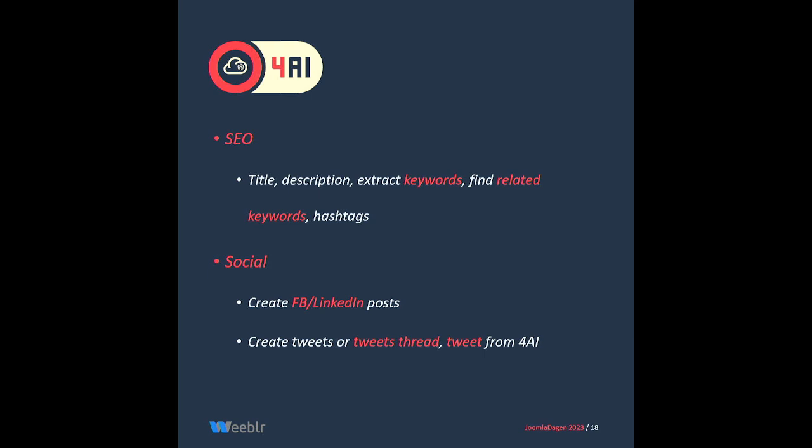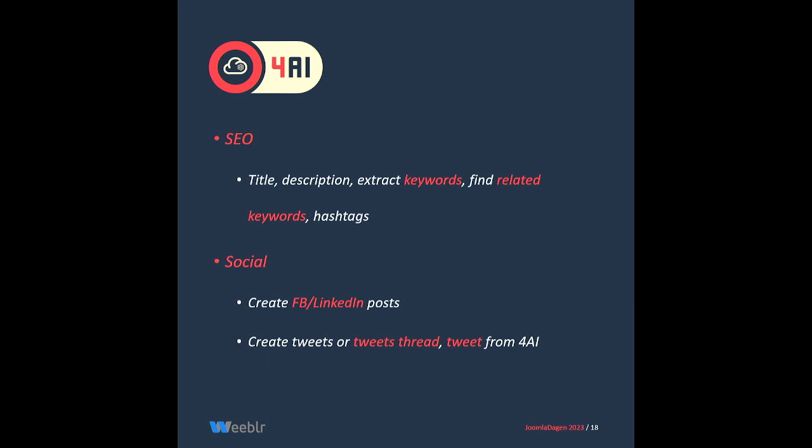And when we talk about SEO, there are a few things we can do. We can obviously search for titles. We will offer to write titles, descriptions, and extract keywords so that you can use them in your ads campaigns or things like that. You could find related keywords for you. We can find hashtags if you want to publish on Instagram or otherwise. And talking about social, you can create Facebook posts and LinkedIn posts and tweets. It's very good at tweeting. I've made a lot of them, it's really easy, and you can tweet right away from the user interface.